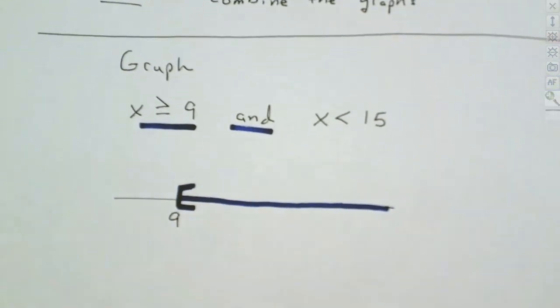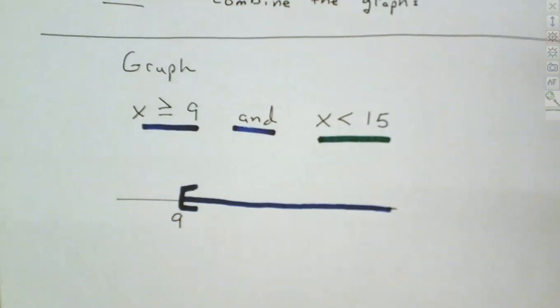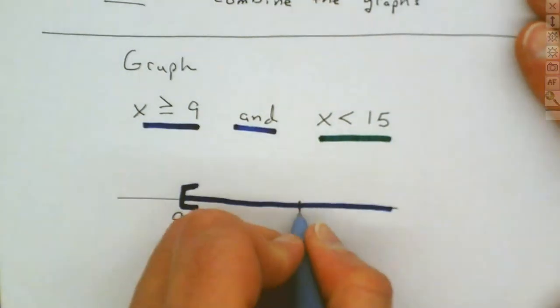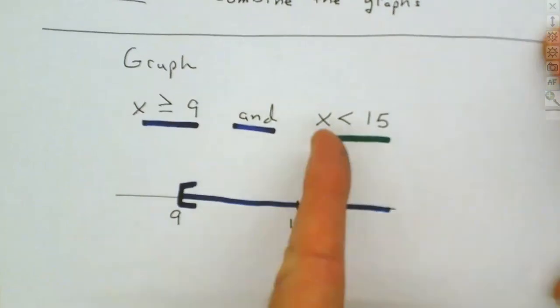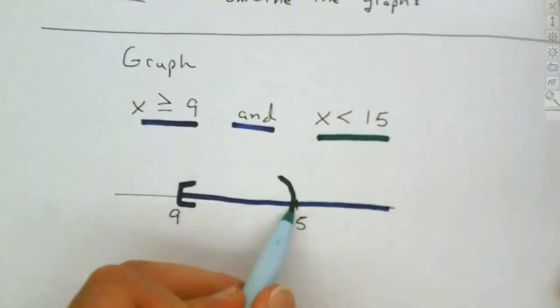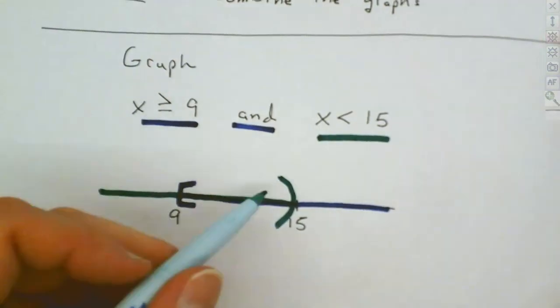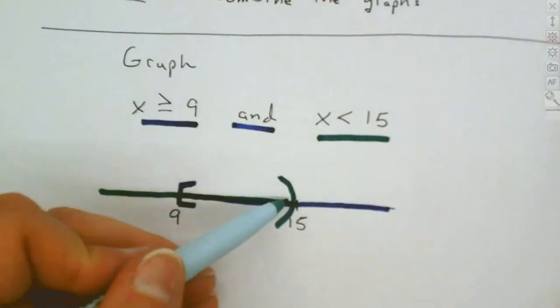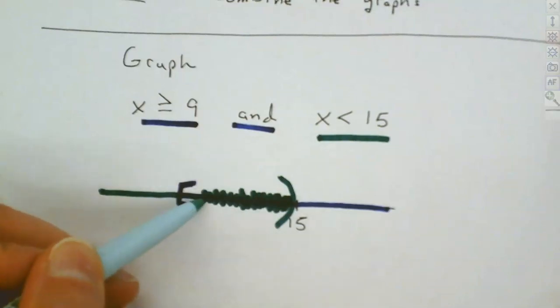What about the other one? The other one is x is less than 15. So here would be your 15. And x is less than 15. It's pointing to the left, so we're going to shade to the left here. Now, what does the and mean? And means where they overlap each other. And where is it in both of the graphs? Okay, overlap, or whether it's in both. Where it is in both is going to be right here in the middle.